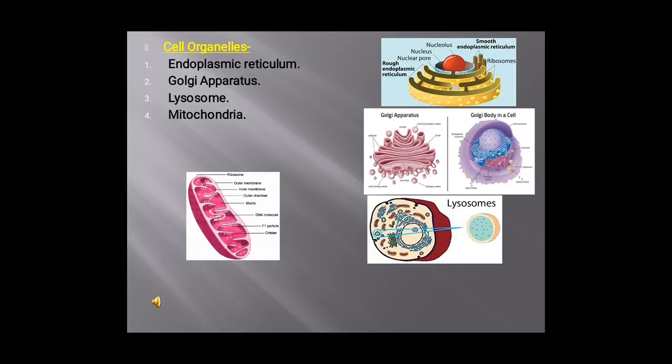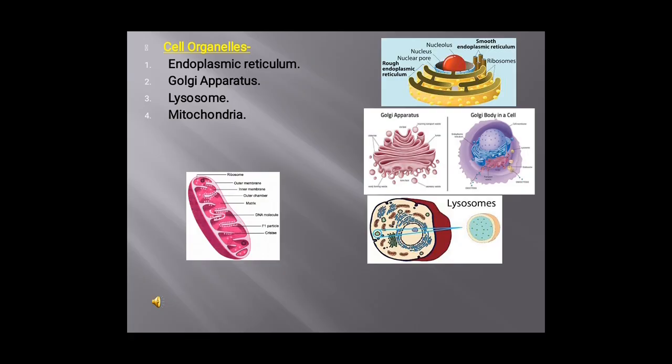Next is Golgi apparatus, which is shown by picture number two. It is a system of tubules and membrane bound vesicles arranged parallel to each other in stacks called cisterns. Lipids and proteins synthesized in endoplasmic reticulum are packed at Golgi complex. It transports material inside and outside the cell. It helps in formation of middle lamella.